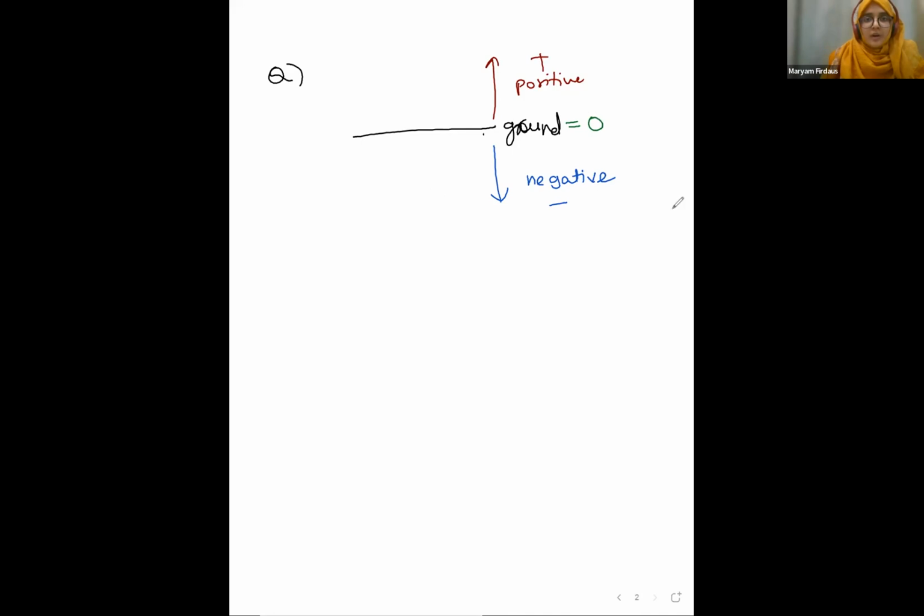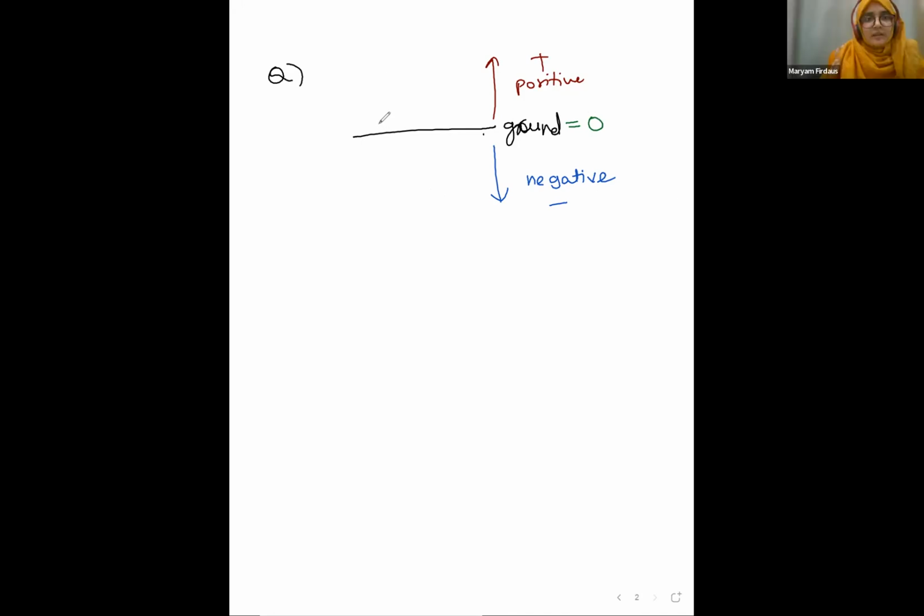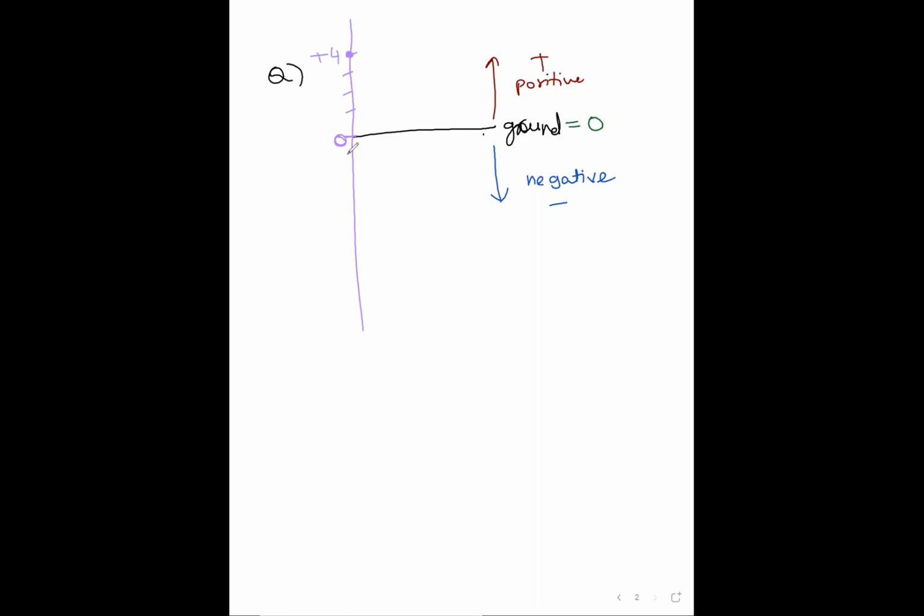Now, Hiba, let's say this is my number line, and this is my 0 because this is the ground. 1, 2, 3, 4. This will be plus 4 or minus 4? Positive 4. Now, 1, 2, 3, 4 on the other side. This will be plus 4 or minus 4? Minus 4.